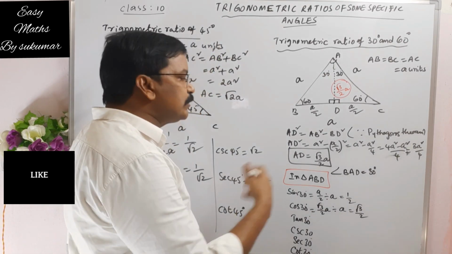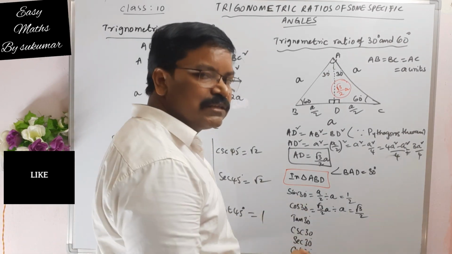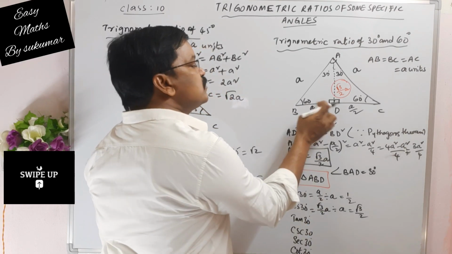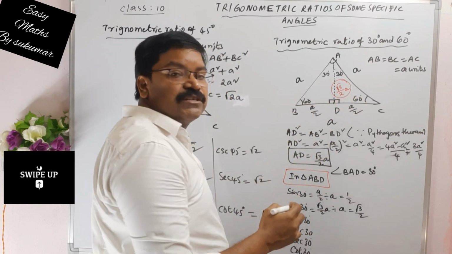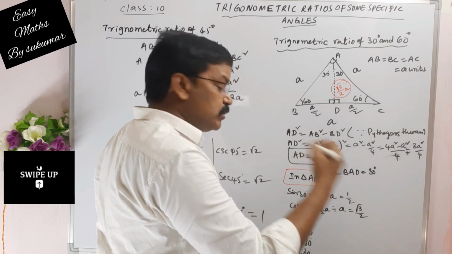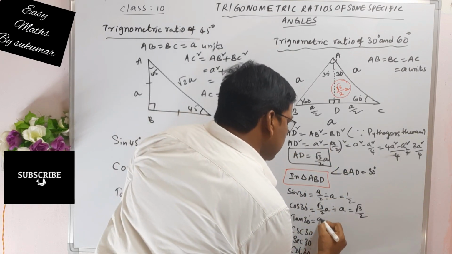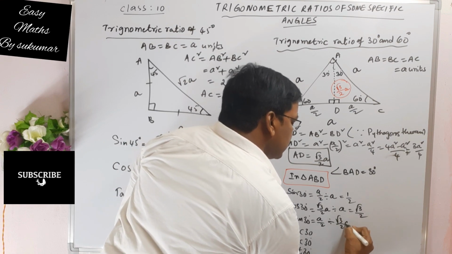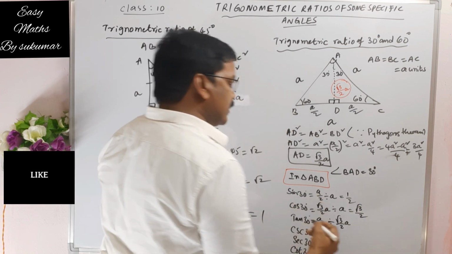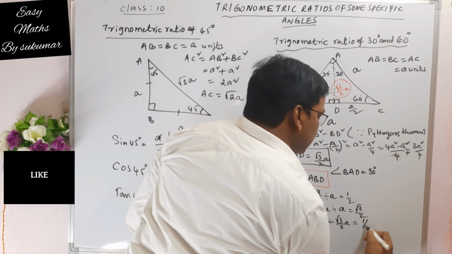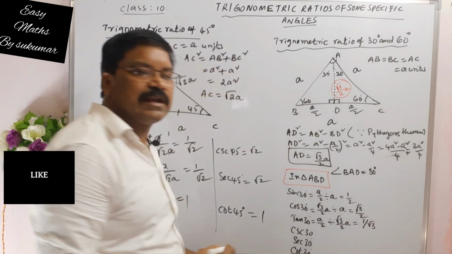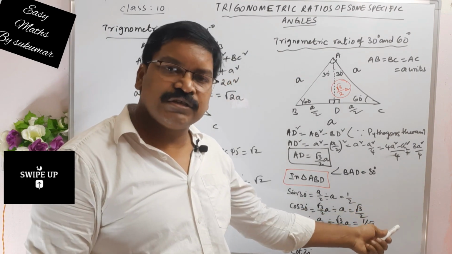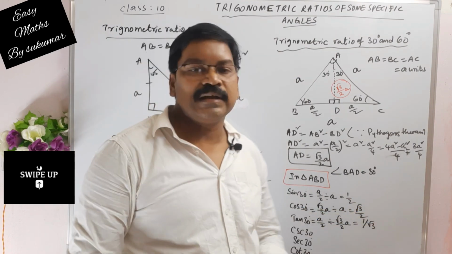Okay, now coming to tan 30 degrees. What is tan 30? Tan means opposite side by adjacent side. Here opposite side is a by 2, adjacent side is root 3 by 2 a. So, this is a by 2 divided by root 3 by 2 a. So here a and 2 get cancelled. This is equal to 1 by radical 3. Okay, so sin 30 is 1 by 2, cos 30 is root 3 by 2, tan 30 is 1 by radical 3.